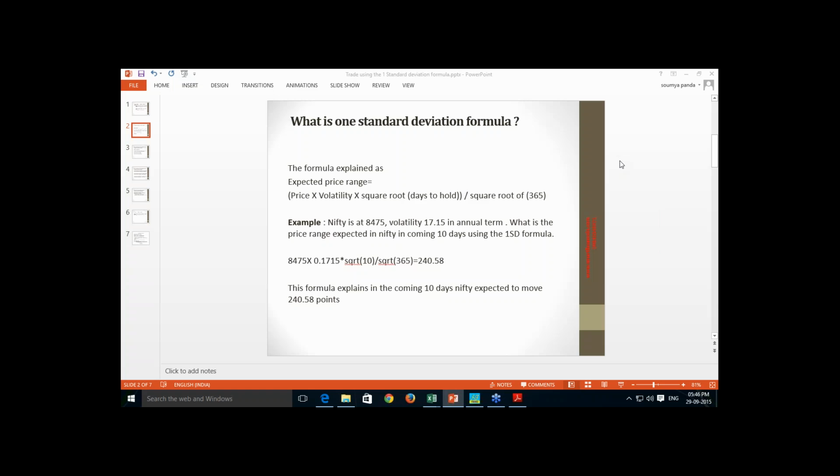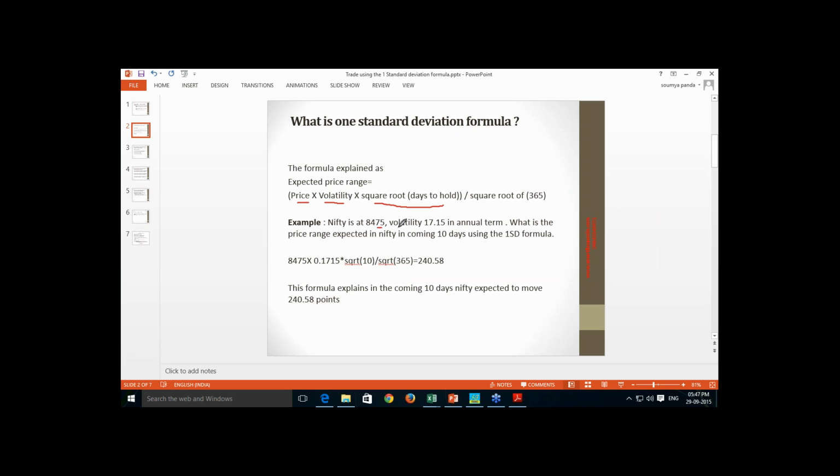But how can we estimate the trend, or make a trade forecast or trade entry? The one standard deviation formula says: price multiplied by volatility multiplied by the square root of days on hold, divided by the square root of 365. This will give you the expected price range, the amount of price movement you are expecting in that particular counter. I have also given one example here.